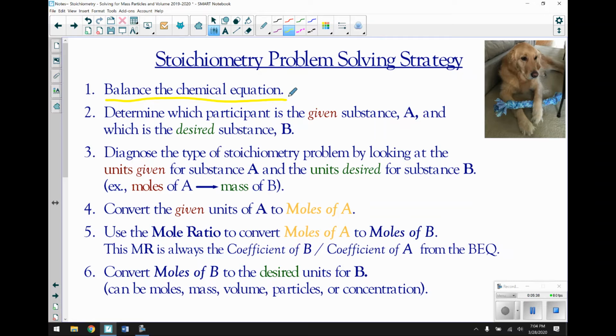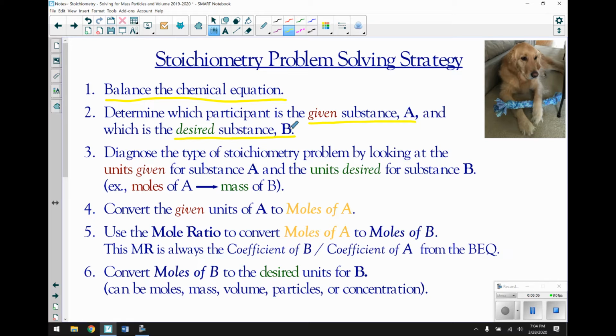Then what you're going to do is look at the stoichiometry problem and determine which substance in the chemical reaction I gave you the information on, and we're going to call that substance A. And then which substance in the balanced equation I want you to calculate the amount of, that's what we call our desired substance, and that's going to be substance B.